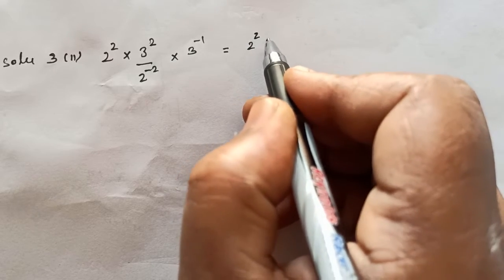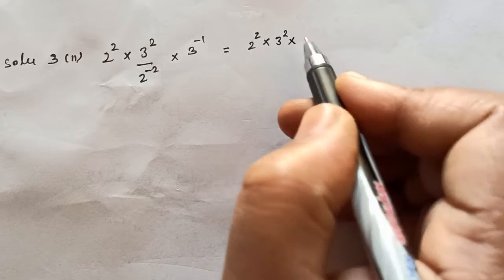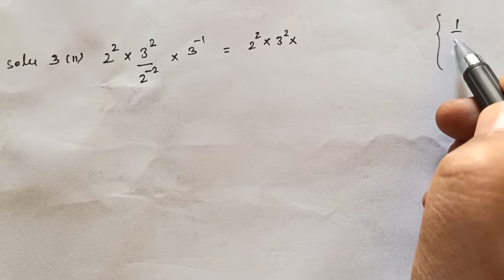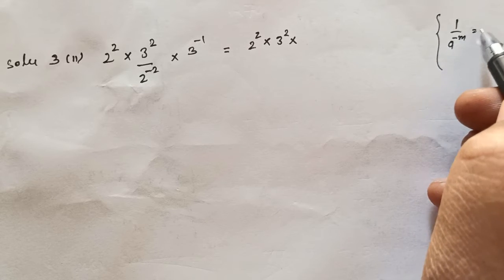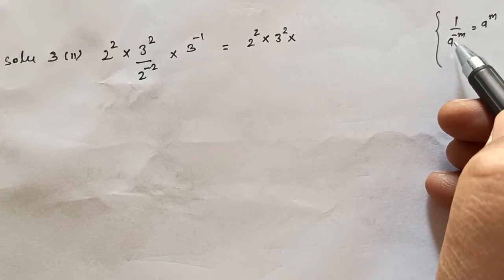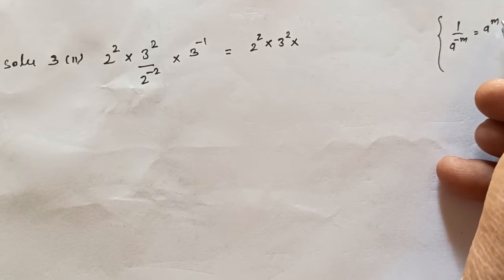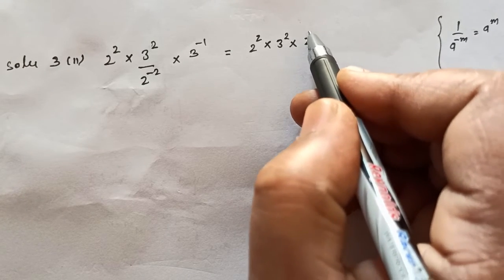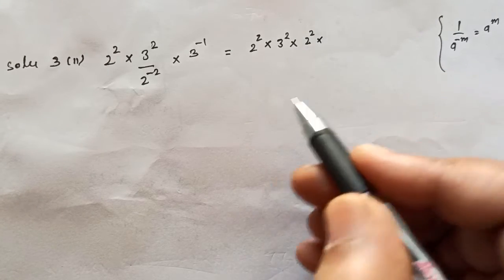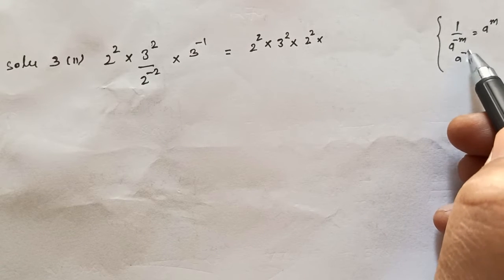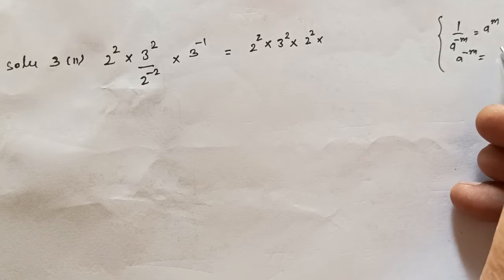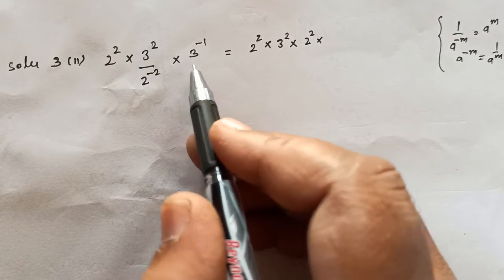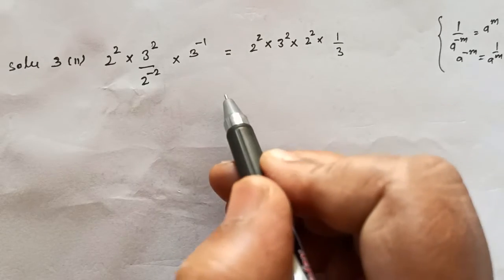2 power 2 multiply 3 power 2 multiply 2 power minus 2. 1/a to the power minus m is equal to a to the power plus m. साइन चेंज करेंगे, पोजीशन चेंज हो जाएगा. So denominator 2 to the power minus 2, numerator 2 power plus 2, and a to the power minus m equal to 1/a to the power plus m. So 3 to the power minus 1 is 1/3.